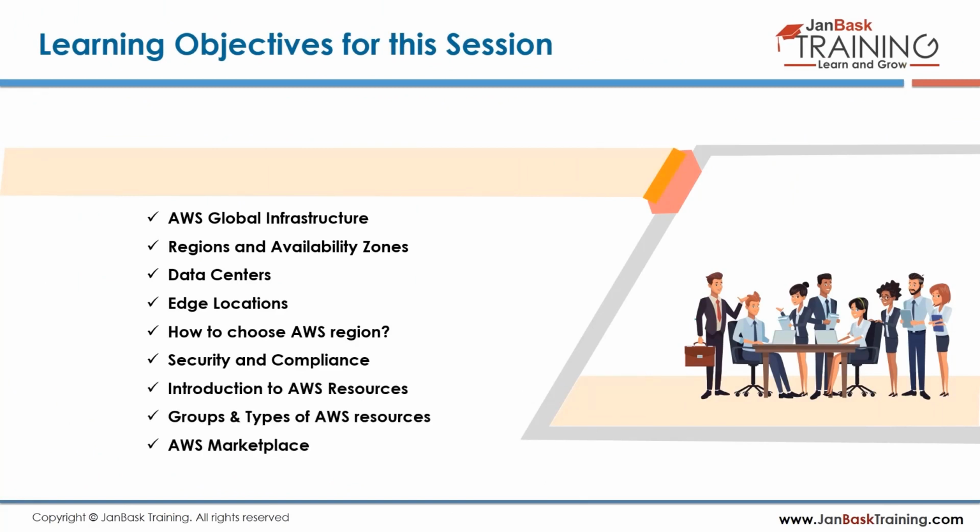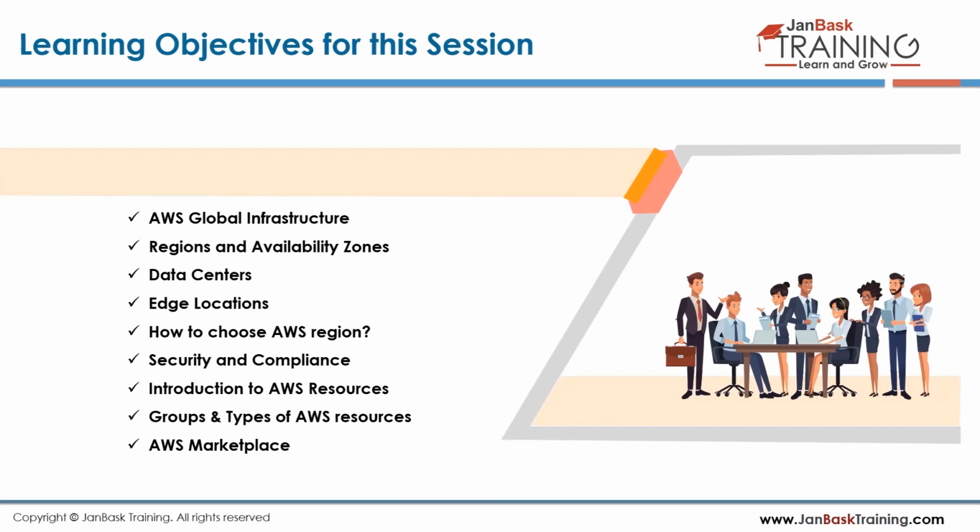We will start with the state of AWS Global Infrastructure: where its regions are, what a region is, what an availability zone is, what a data center is, and how to choose the AWS region. Then the different security features that are out there, a brief introduction to AWS resources and the major types of resources, how we are going to group those resources, and then a small look at AWS Marketplace. This is more of a general introduction, and we will go over these topics in detail.